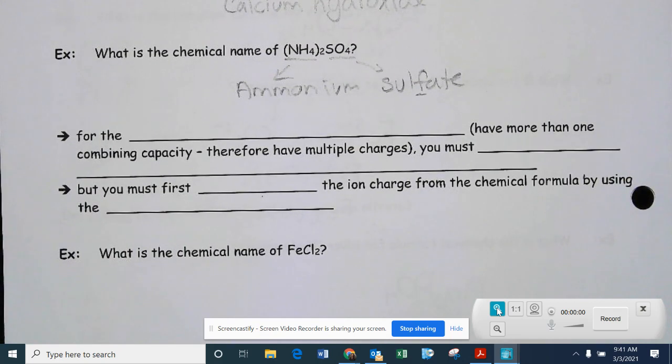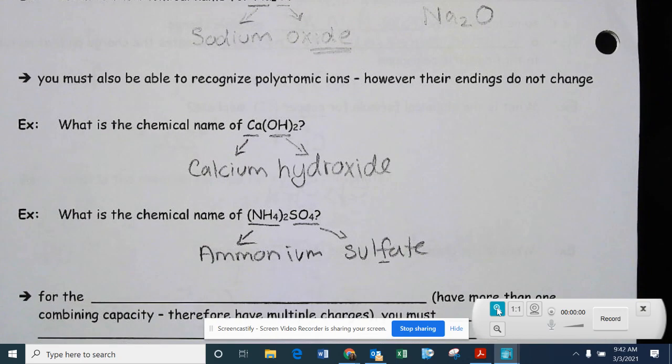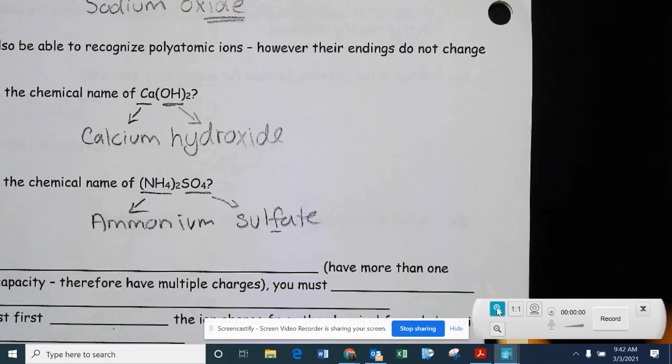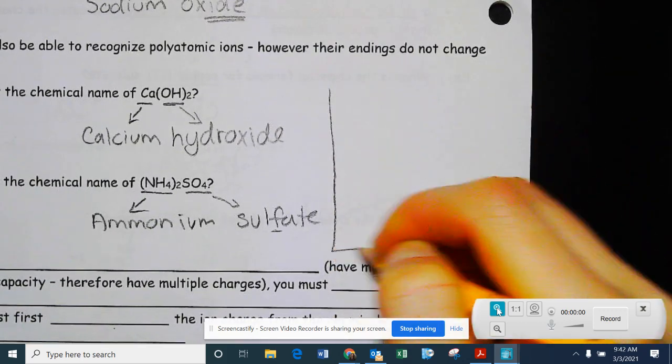Okay, any questions on reversing this and going from compounds to names? Yeah. So Roman numerals are, let's actually do a Roman numeral example. So I'm going to just throw another example down on the side here.